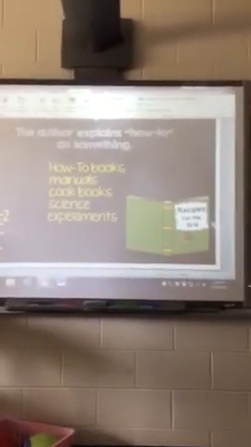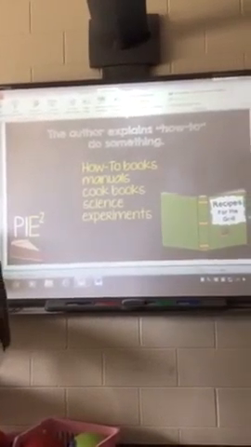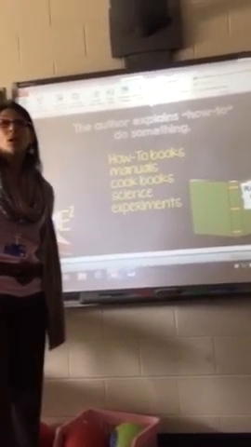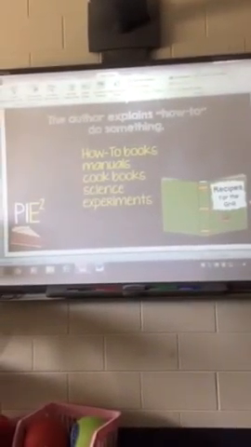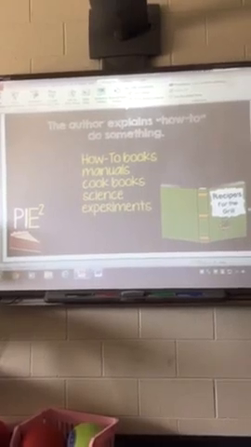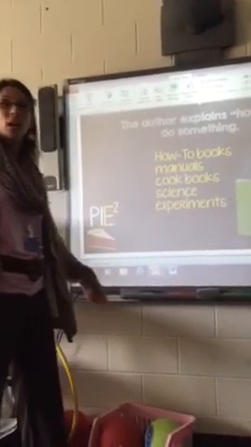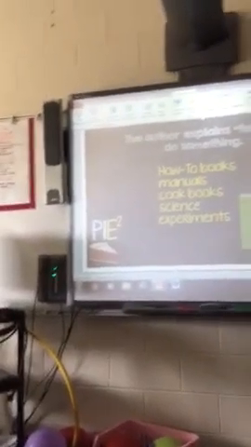The last one is where the author explains how to do something. How-to books, manuals, cookbooks, and science experiments are all how-to books. What does that last E tell us? Jameson, to explain. Good. The author is explaining something to us.